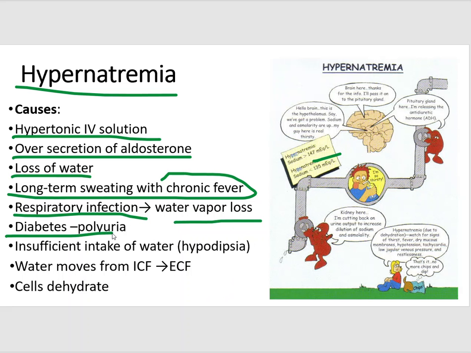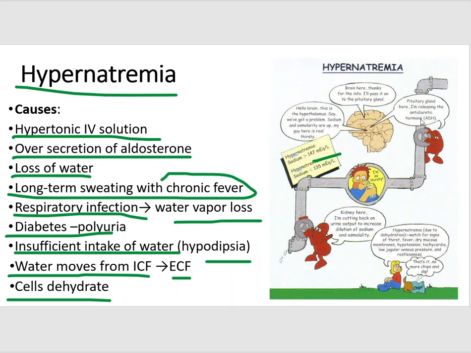If you have diabetes and have polyuria, you're going to lose a lot of water because the excess glucose is going to keep the water in there. It's going to act as an osmotic solute. If you have insufficient intake of water, hypodipsia, that can do it. If you move water from the intracellular fluid to the extracellular fluid, it will dilute. And in that case, you're going to be dehydrating the cells, obviously.